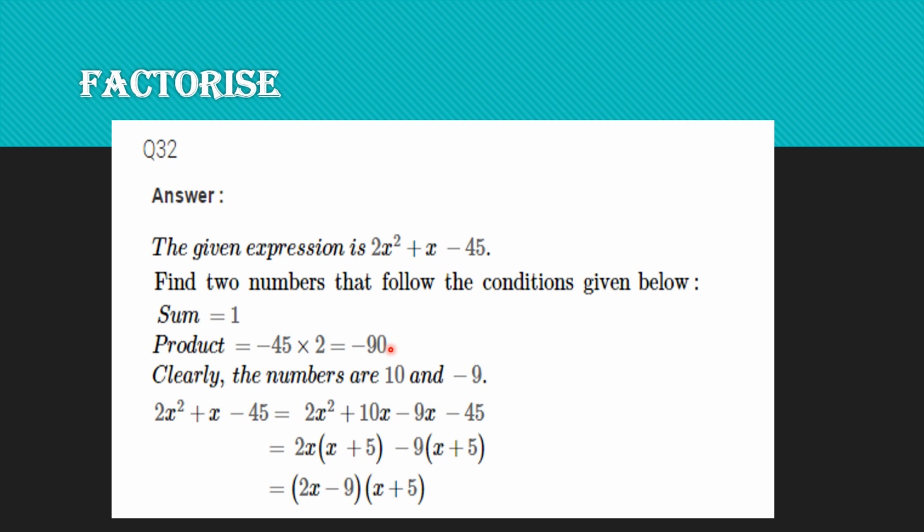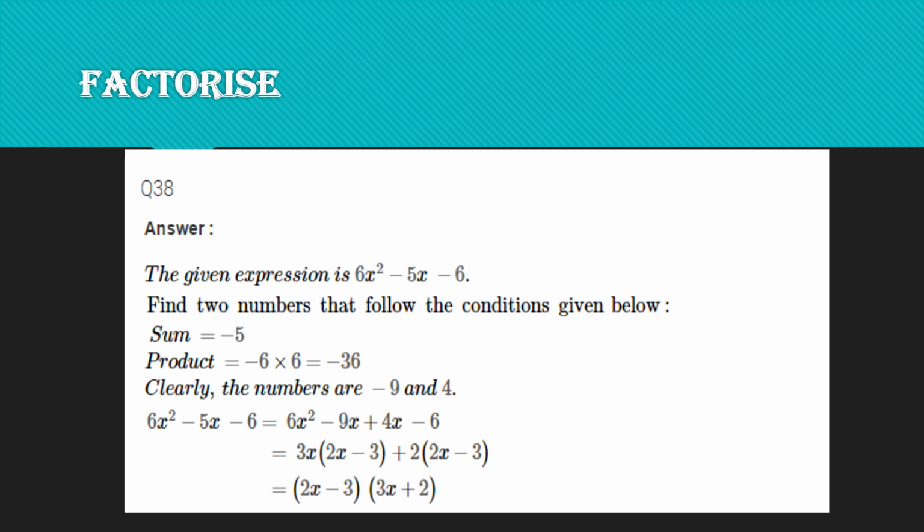And if we want plus 1, that means the greater integer has to be plus. So +10 and −9. So the sum is +1, and the product is 10 into −9, which is −90. Rewrite the given expression 2x² + 10x − 9x − 45. Take the common term as 2x, we get x + 5, and if you take −9 outside, we get x + 5. The two factors are 2x − 9 and x + 5.